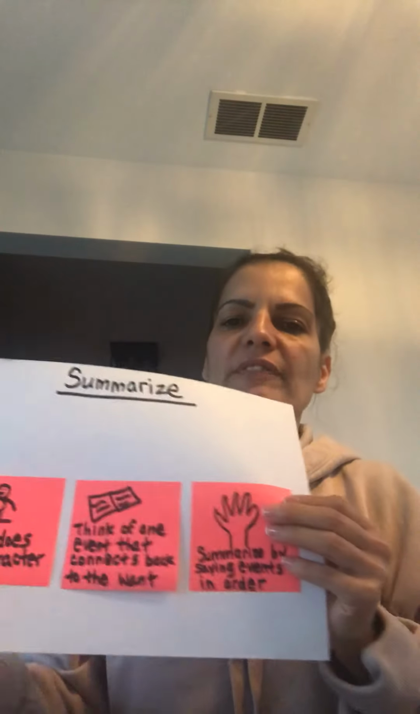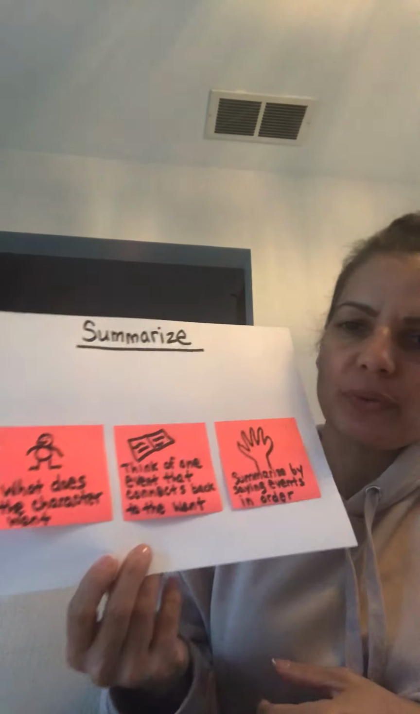So now, boys and girls, after we just read The Ants and the Grasshopper, I'm going to show you a mini chart. And we're going to be using this mini chart to craft our summaries for our stories. Okay? This is one way we can craft our summaries. So I'm going to walk you through this.